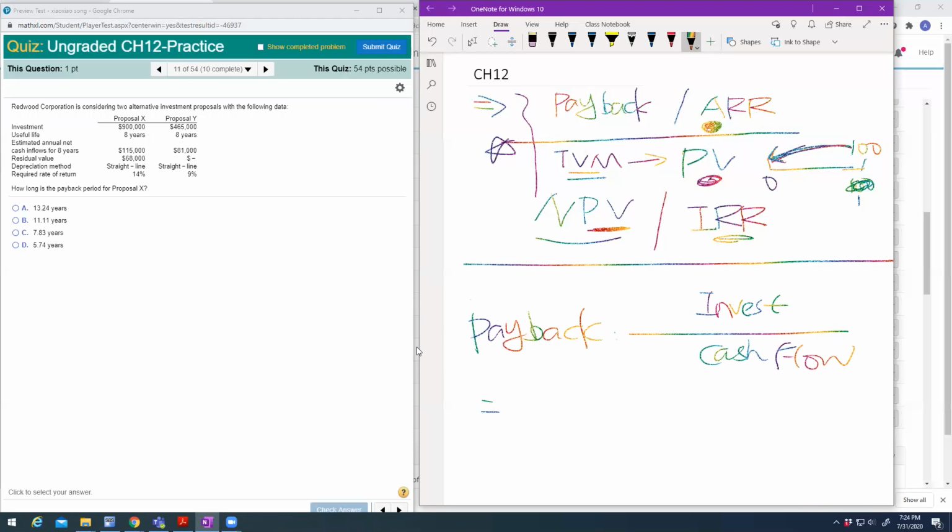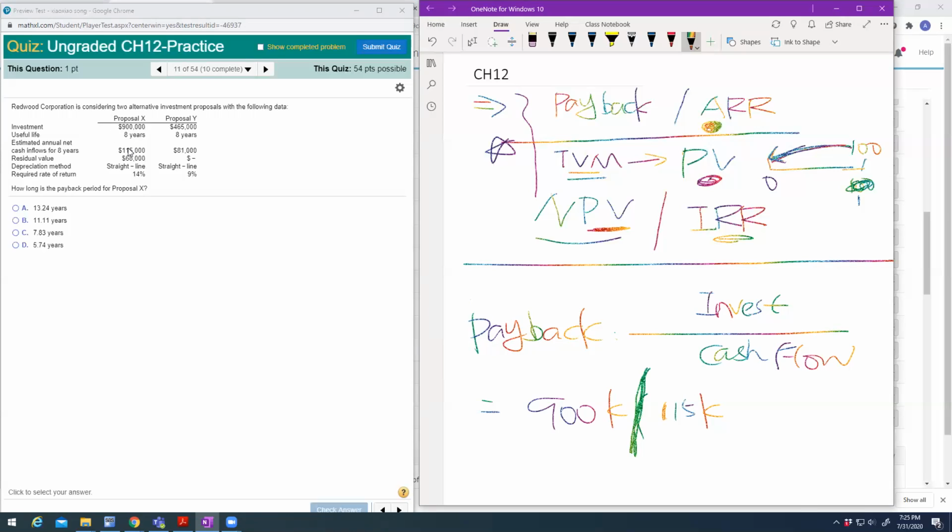It's asking about X. Investment is 900,000, and then every year, you don't worry about how many years. Cash flow for 8 years, every year is 115,000. Sorry, this is divided. Somebody told me that my handwriting is too freestyle. I think I need to be more careful.